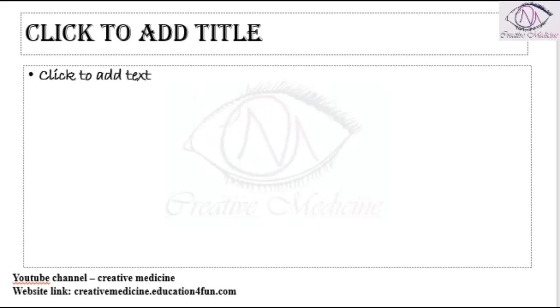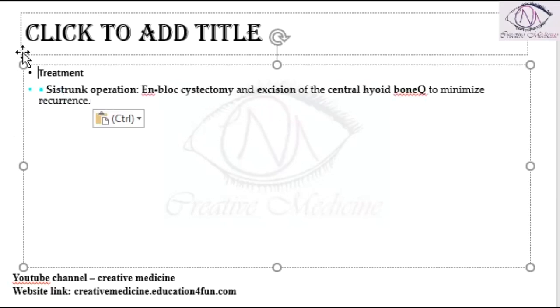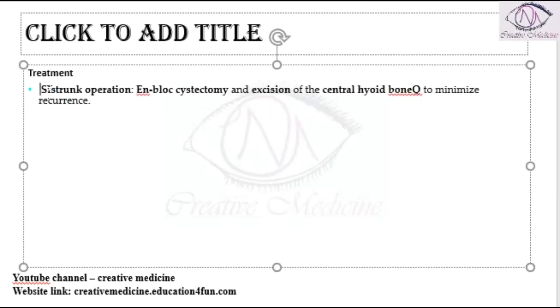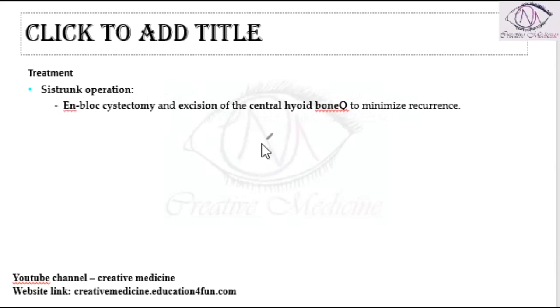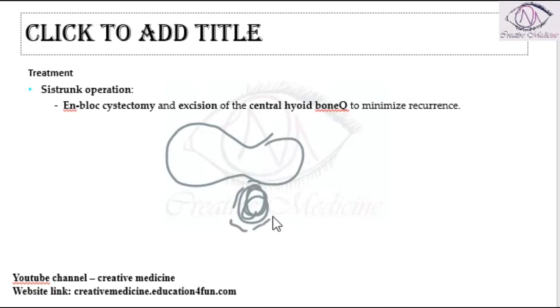Then, what about the treatment of thyroglossal cyst? For the treatment of thyroglossal cyst, an operation called Sistrunk operation is done. In the Sistrunk operation, there is en bloc removal of the thyroglossal cyst. Along with this cyst, you will have to excise the central part of the hyoid bone also.